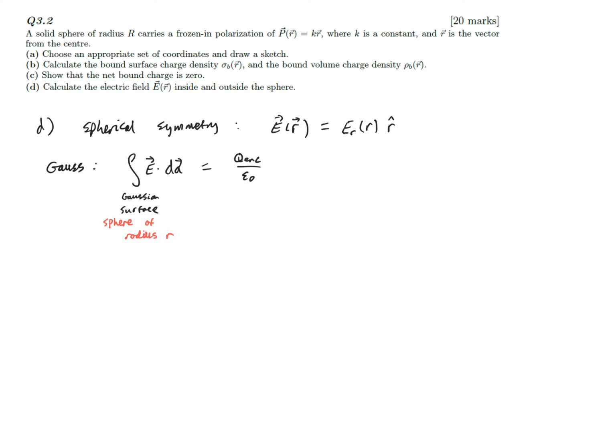Let's first of all consider the situation for the electric field outside the sphere. That's one of the things we've got to do. So this is where this r that I'm considering is going to be greater than the radius of the sphere, capital R. And what is the charge enclosed? The answer is 0. We just worked out the total bound charges for the entire thing, and we discovered that the total bound charges were 0.